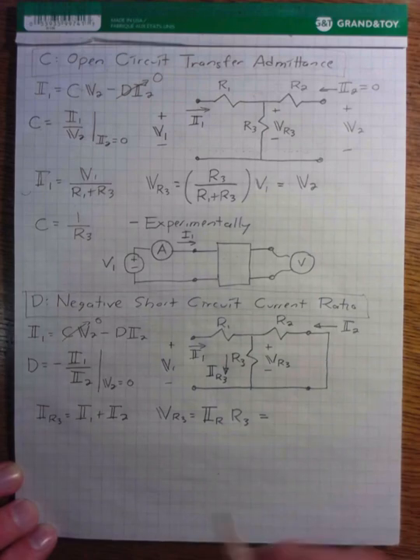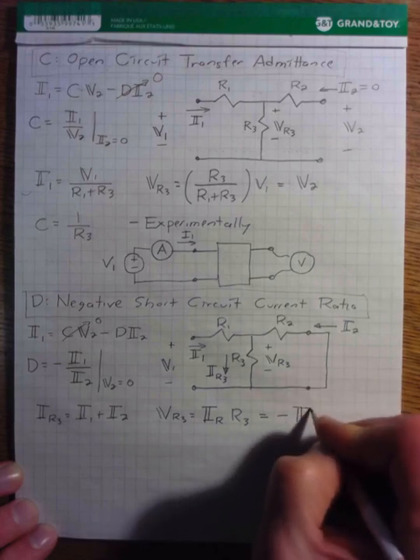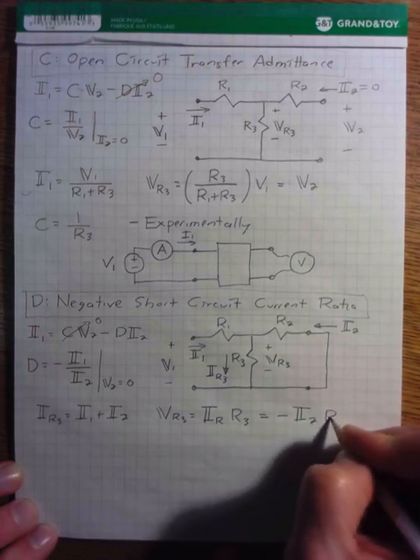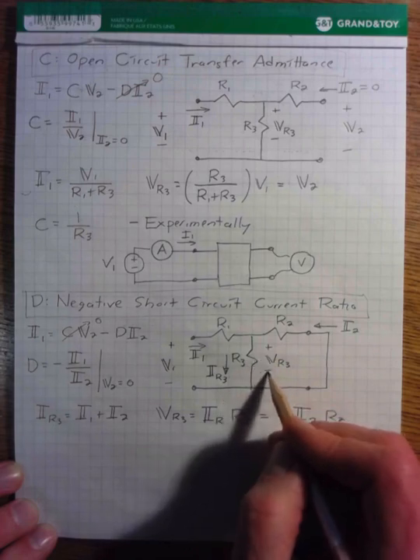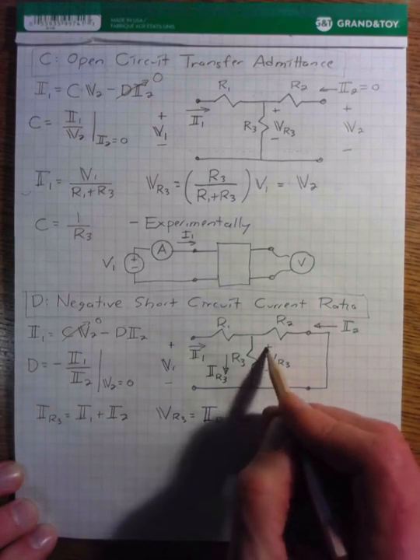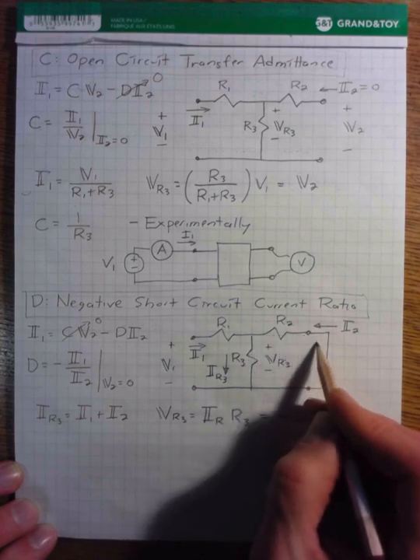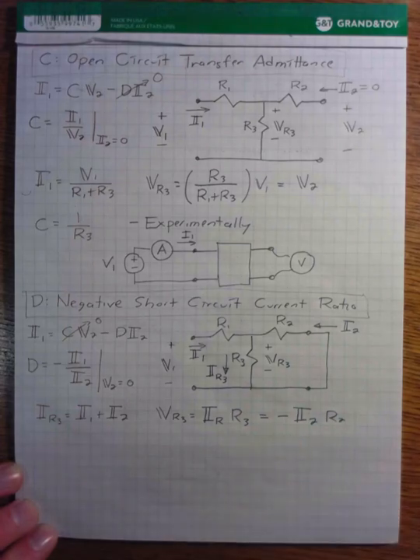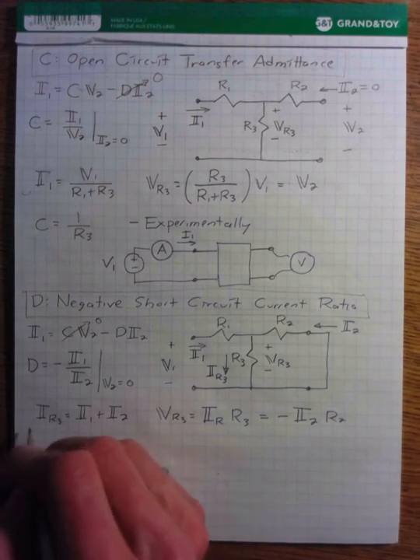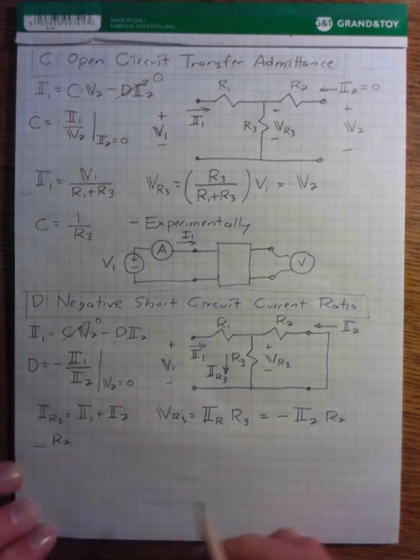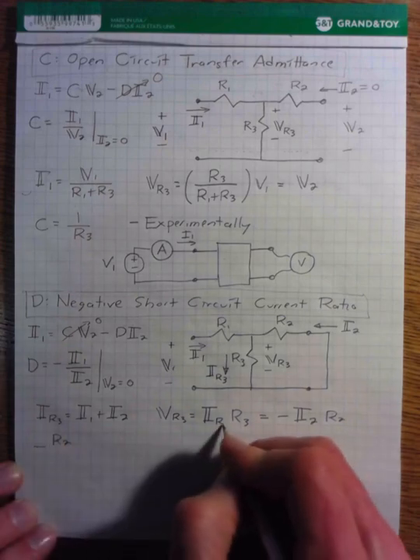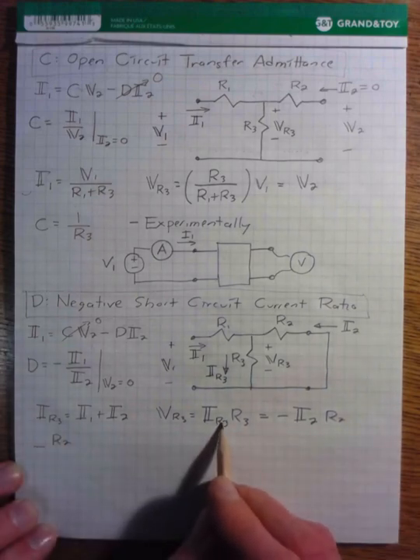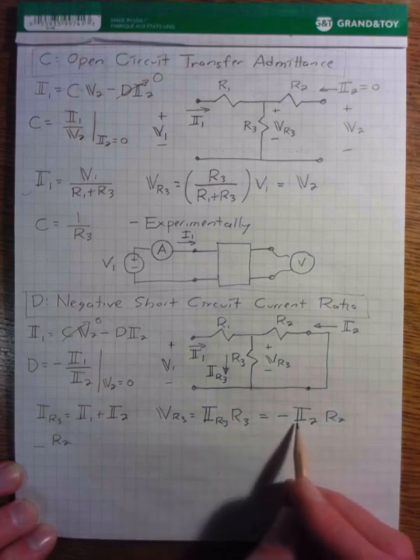And it's equal to minus I2 times R2, right? And that's just the voltage rise across this resistor has to be equal to the voltage drop across R2 because this forms a loop. So this is just Kirchhoff's voltage law. Working these equations, we can write IR3 is equal to negative R2 over R3 times I2.